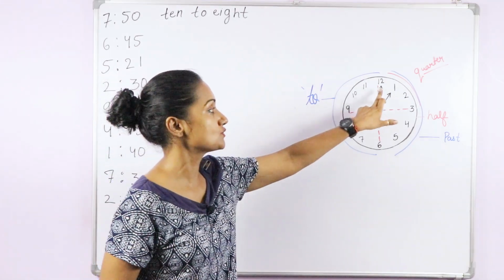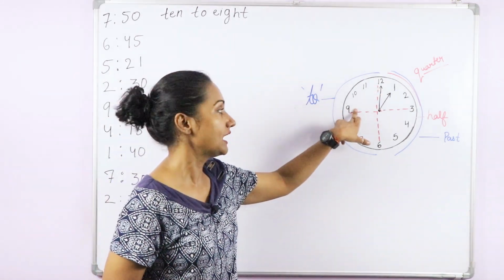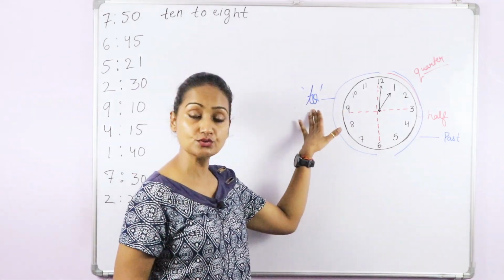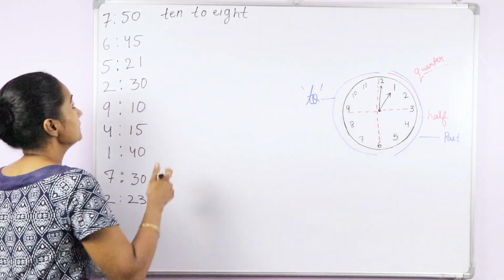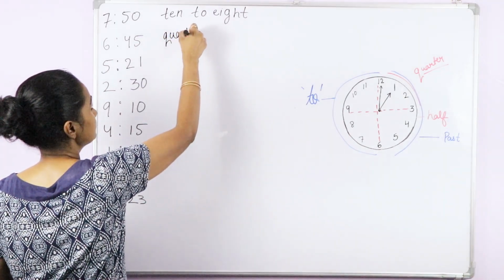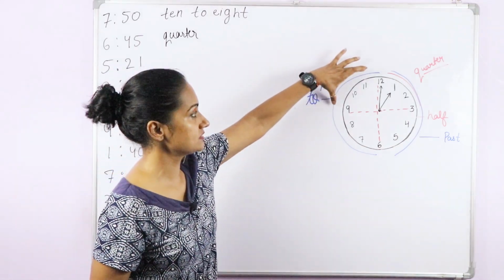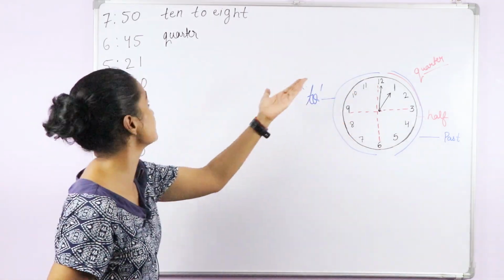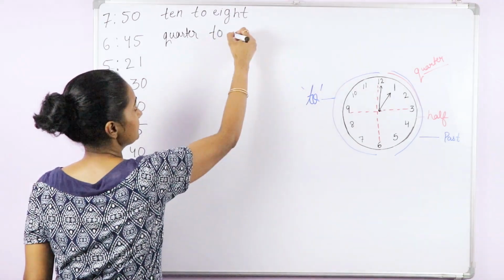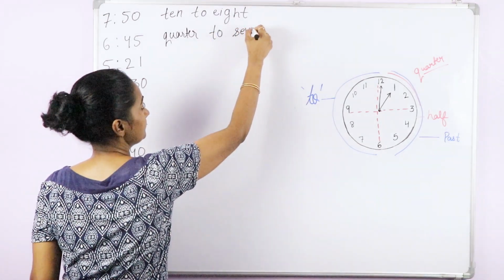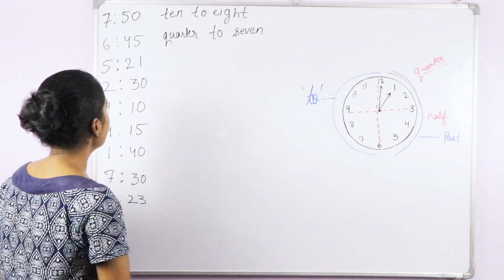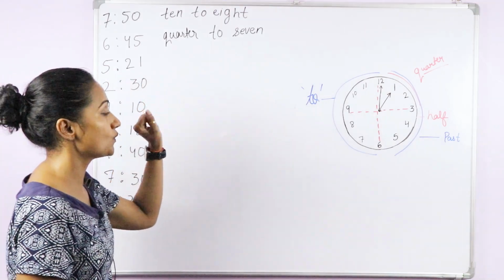Now next is 6:45. So the minute hand will come here, 45. Again, if it's coming in this half, what do we have to use? 'To'. So quarter, because we know it's a quarter. Okay, so after 15 minutes it will be 7 o'clock. So quarter to the next hour, 7. Quarter to 7. What's the time? It's quarter to 7.